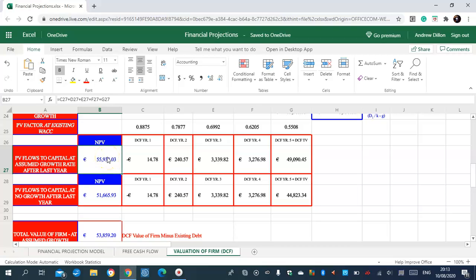This is the net present value. The discounted cash flow of year 1. That's year 2. That's year 3. That's year 4. And that's year 5. Same thing for the present value of flows to capital at no growth after last year.